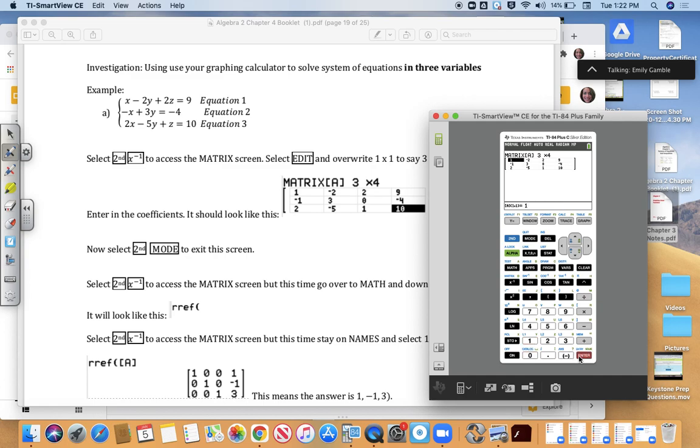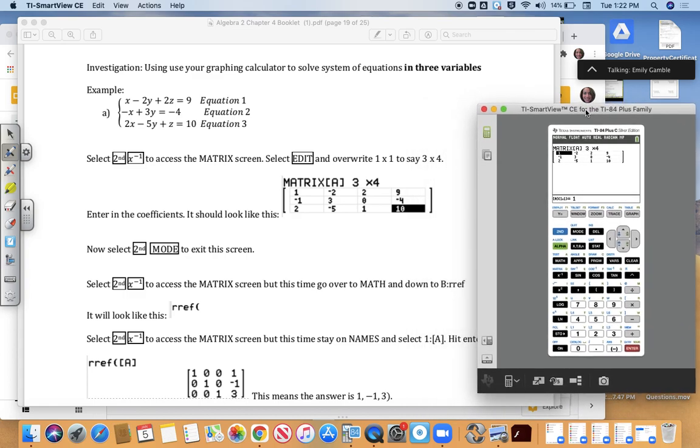So we're going to be solving this system of equations, 3 variables, and we don't have to do any math. All we do is follow these steps. What we did already is enter in the coefficients. Here's our matrix. We're going to quit out of this and do the same steps as before. We go back into the matrix, over to math, and scroll down until you see RREF. Hit enter. Make sure you go back into the matrix and select matrix A. Hit enter. And there is the answer.